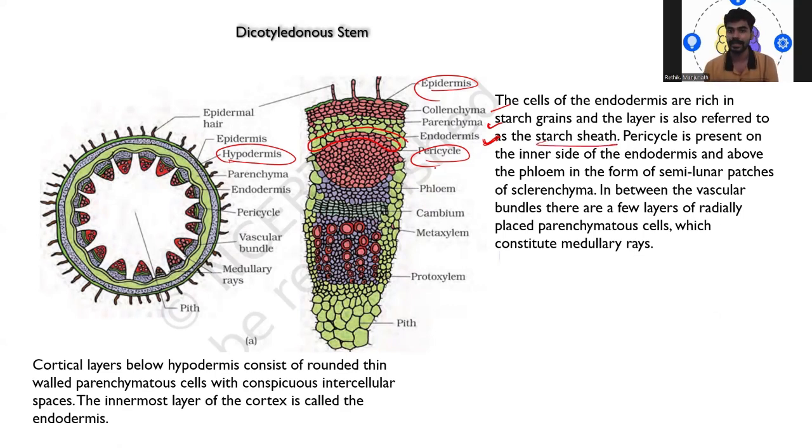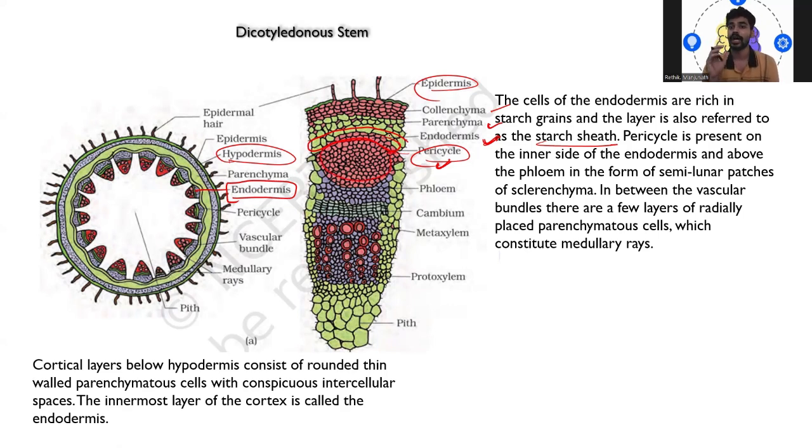Then the pericycle is present on the inner side of the endodermis. If you consider this as the endodermis, then the pericycle is seen in the inner part of the endodermis. So next to the endodermis region, we will be seeing the pericycle. After the endodermis, the pericycle region can be observed.